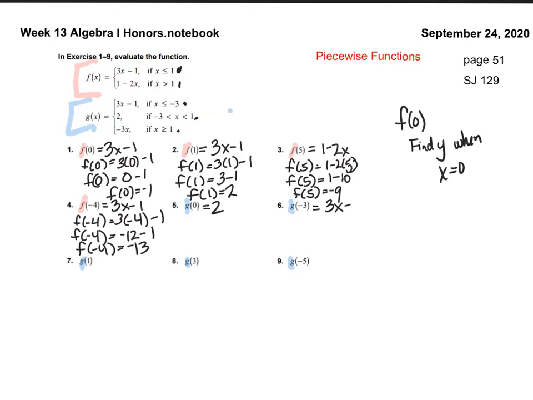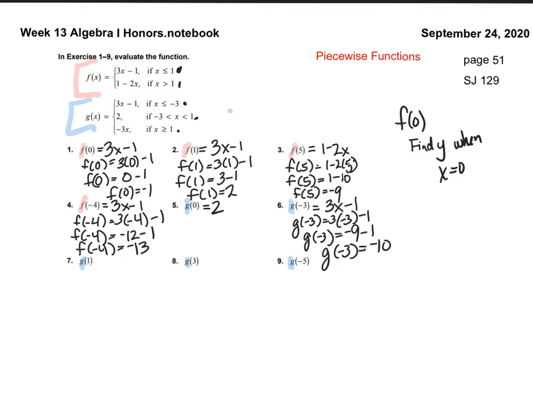So I'm going to use the expression 3x minus 1. I'm going to substitute negative 3 in for x. I get negative 9 minus 1. When y is negative 10, x is negative 3.